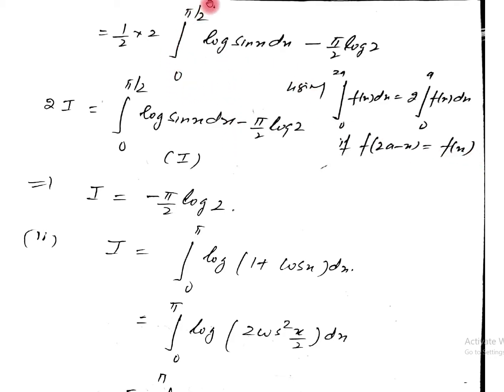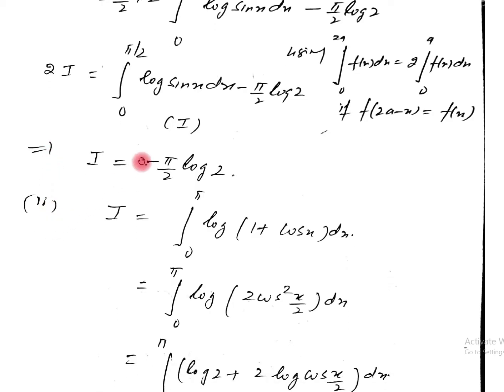Initially the limits are 0 to pi, but we know sin (pi minus x) equals sin x, so I can apply the property here. It becomes 1 by 2 as it is into 2 times integral 0 to pi by 2 of log sin x dx minus pi by 2 log 2. Then simplifying, 2I equals I minus pi by 2 log 2. Again, this I I can transfer to this side. This implies I equal to minus pi by 2 log 2. It is one of the important questions of the exercise of definite integration.